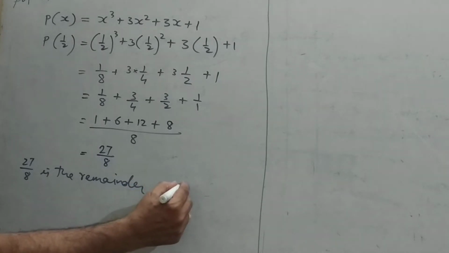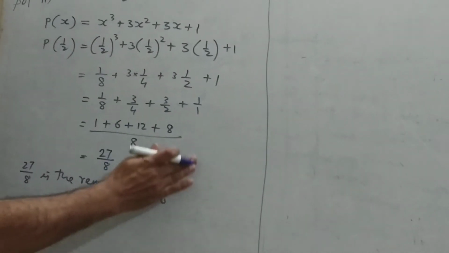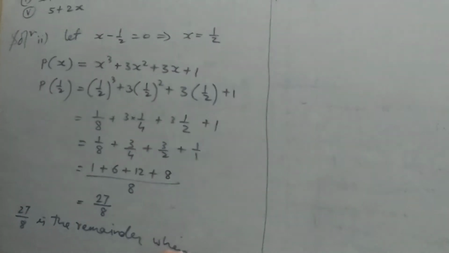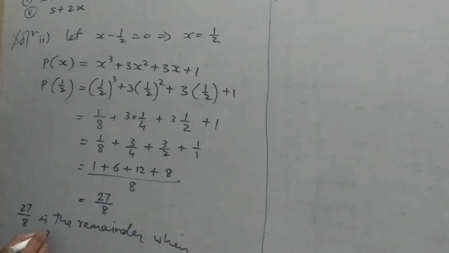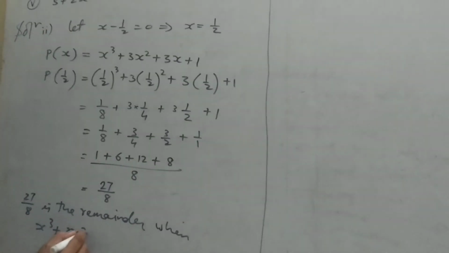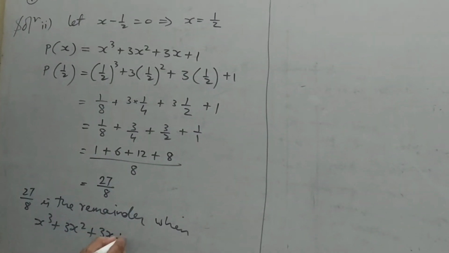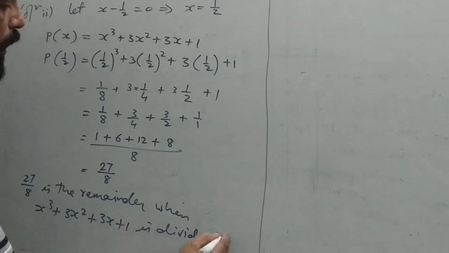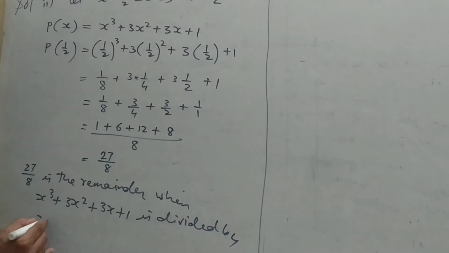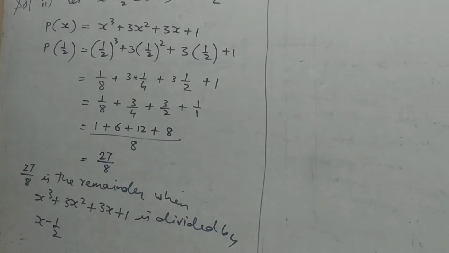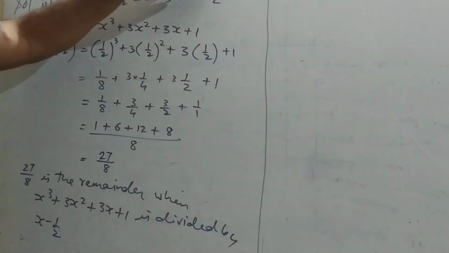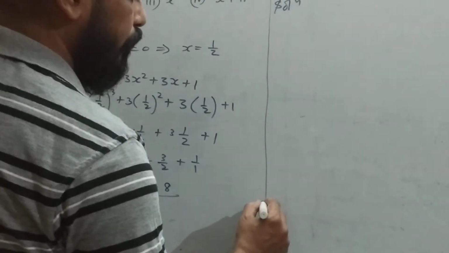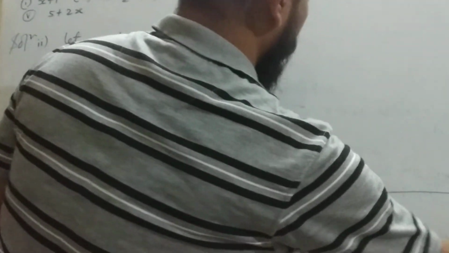when x cube plus 3x square plus 3x plus 1 is divided by x minus 1 by 2. You can solve this also. For your convenience, I am doing it for you.